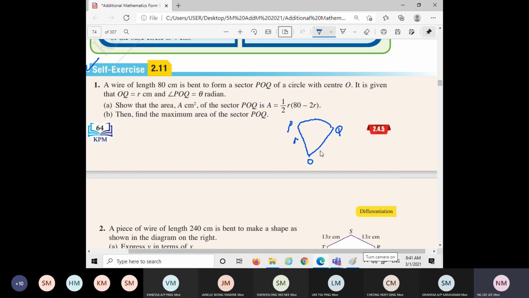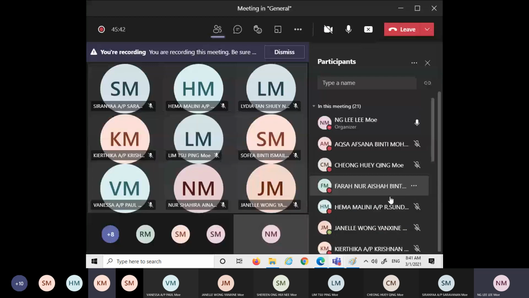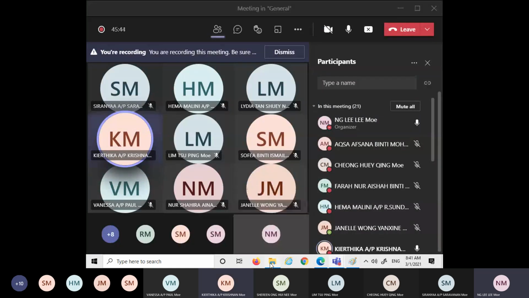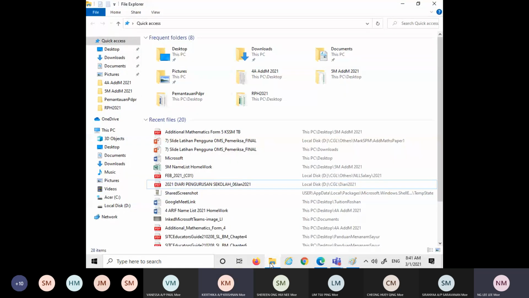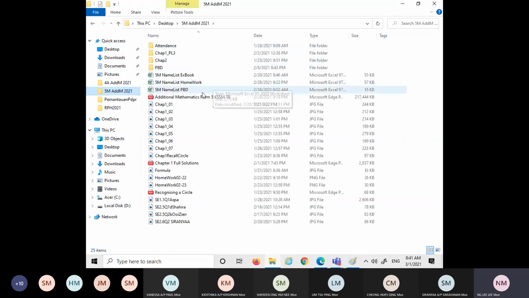It means the two radii plus the arc length. What's the formula for arc length? I can call one by one already. Very good. S equals... wait, R, don't talk. Critical, don't talk. I want to give a mark for this one. Your answer only, I want to give a mark.